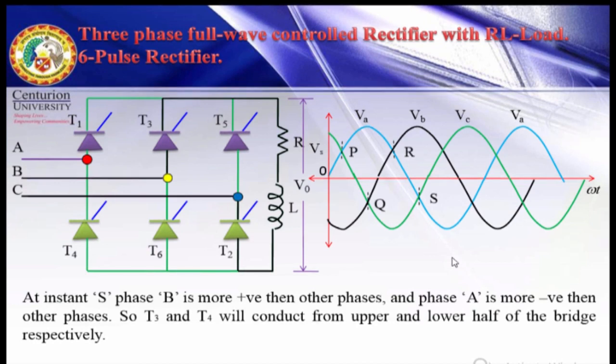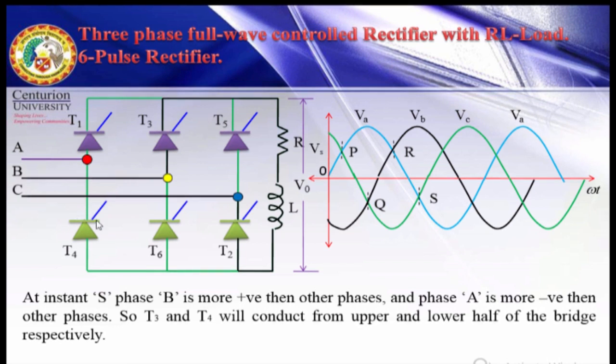Next, at instant S. At this instant, which is more positive? Phase B is more positive, and which is more negative? Phase A is more negative. Means T3 will conduct here and T4 will conduct here. One will conduct from upper half, one will conduct from lower half.